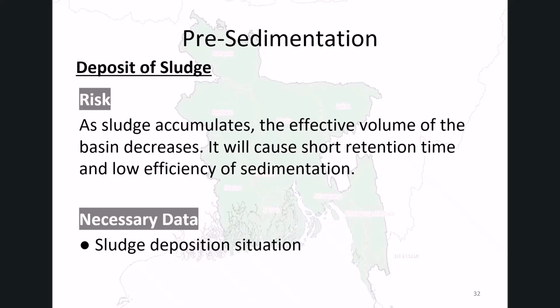As a result, the volume in the basin which the water can occupy will become small and the water is not retained in the basin as it used to be. So, it will cause short retention time and low efficiency of sedimentation. To diagnose the pre-sedimentation condition, it is necessary to know the sludge deposition situation.